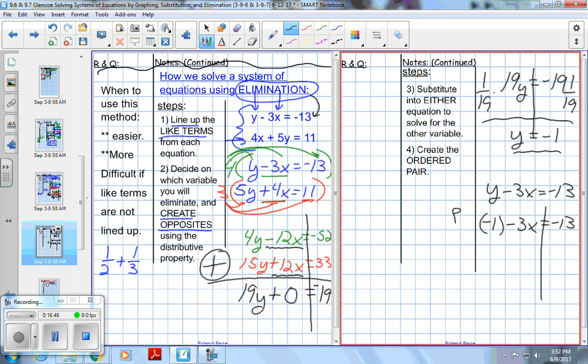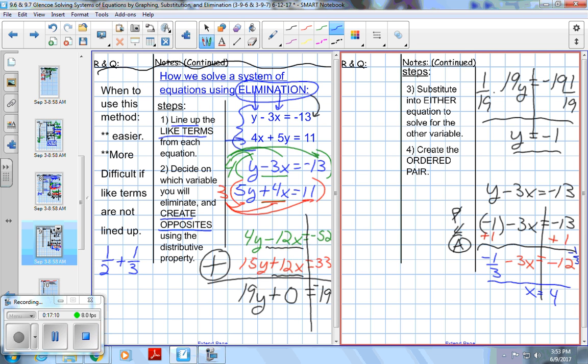We have no distributive property. There aren't any like terms. There is an additive inverse. The additive inverse of negative 1 is plus 1. And then to get the x by itself, we use its multiplicative inverse. And we find x equals 4.